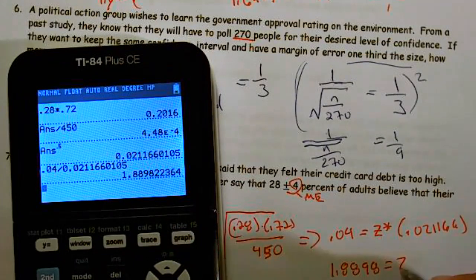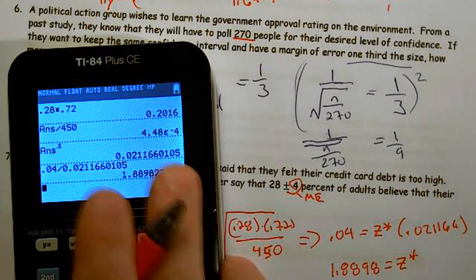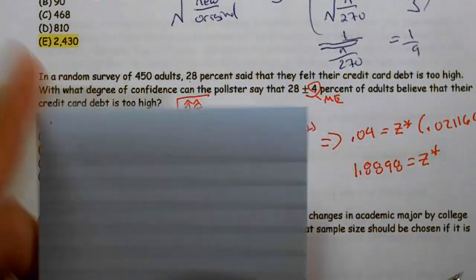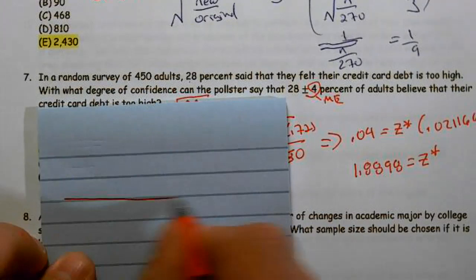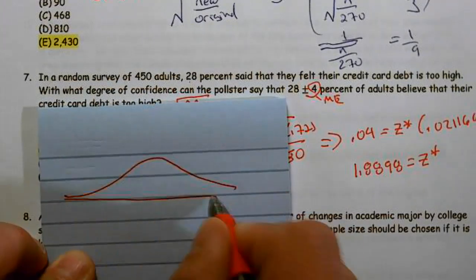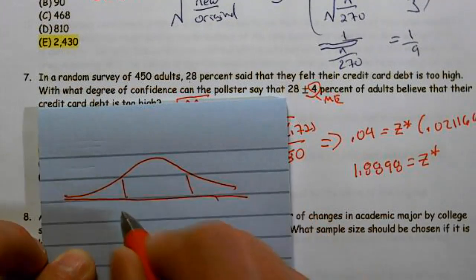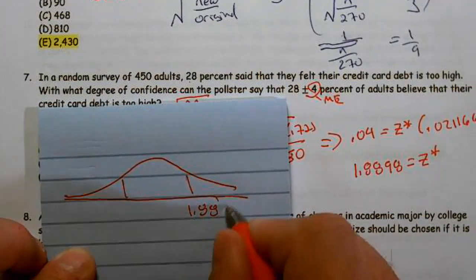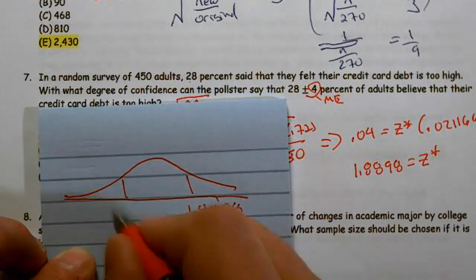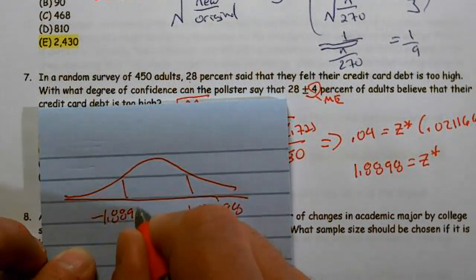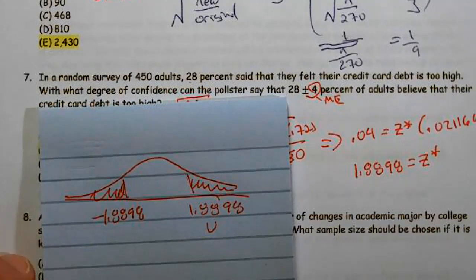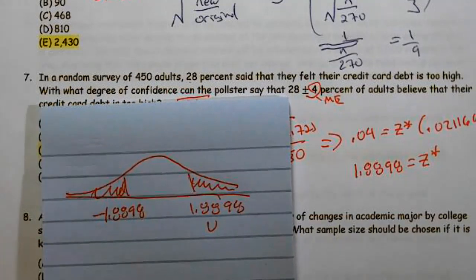Well, that's not a probability. That's my z star. Okay. So basically, here's what's happening. If we were drawing a normal curve, I end up with 1.8898 is my upper, and my lower is going to be negative 1.8898. All right. And so now I need to calculate my confidence interval. So how much area do I have in between there?